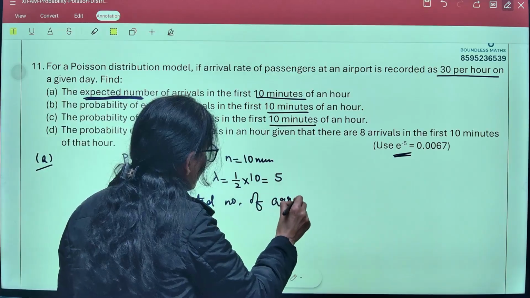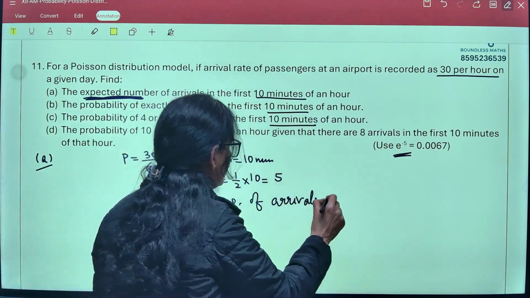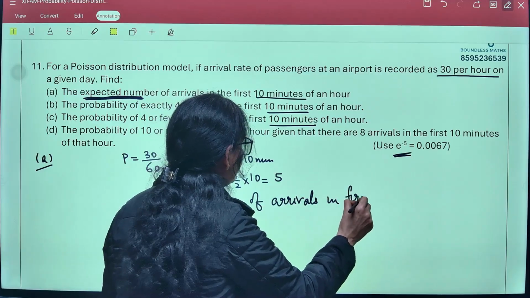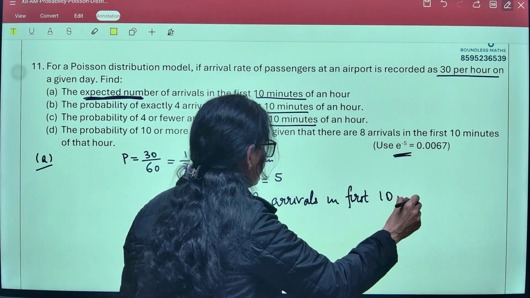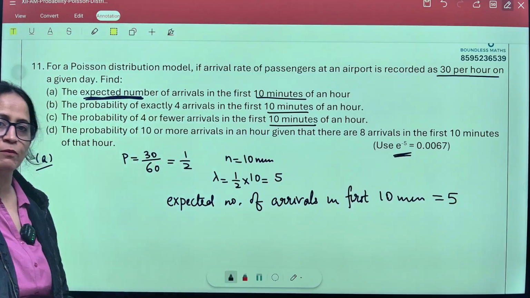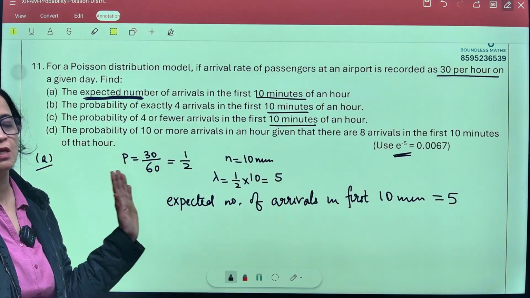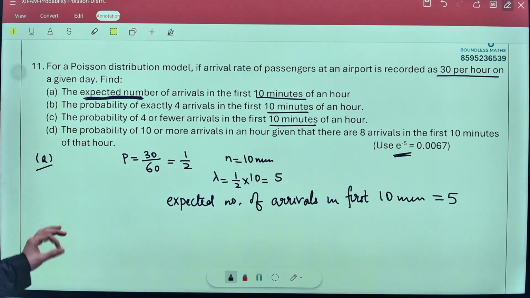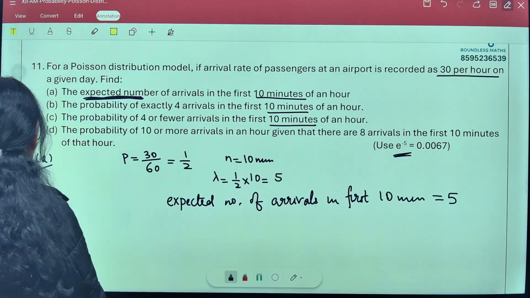Please write the answer statement for every part. Expected number of arrivals in first 10 minutes is 5. Because as per the CBSE marking scheme, you will lose half mark even for not writing this answer statement. So write the answer statement for every part.